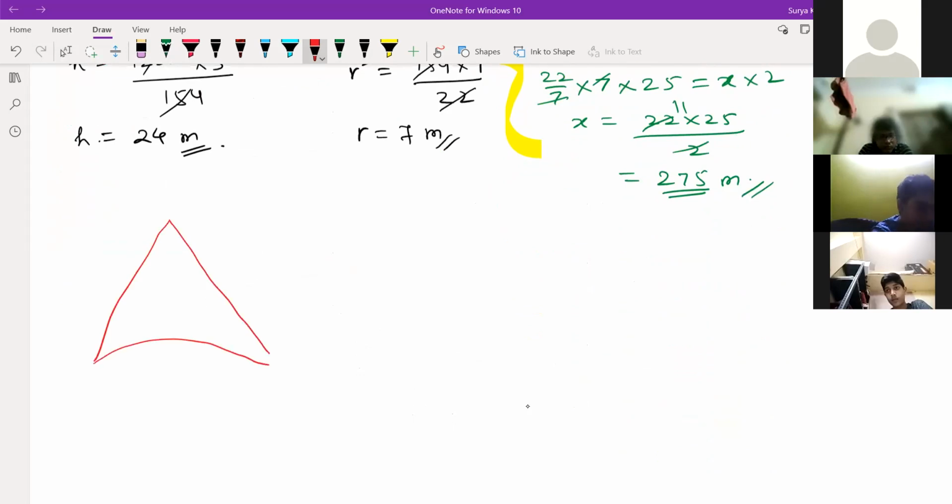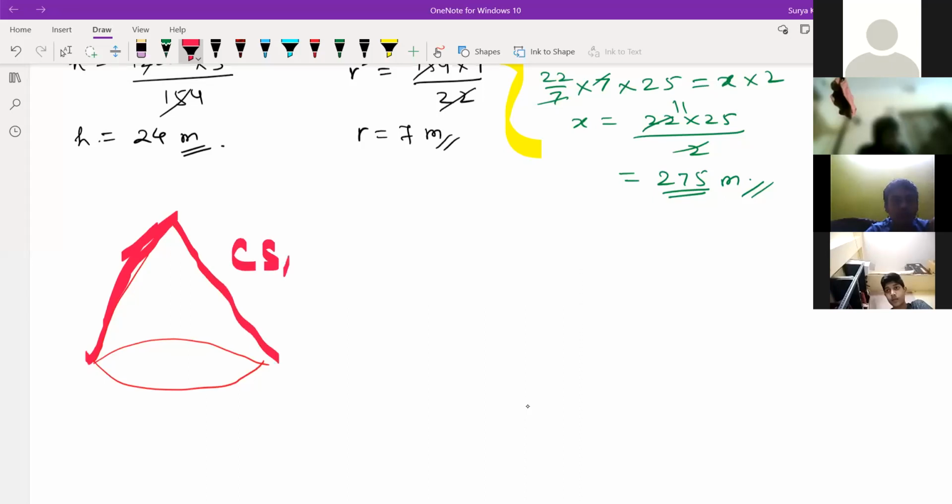This is your conical tent. We have to make this conical tent by the help of canvas. This is the canvas which you are going to use on the CSA part only. We have to use it in the CSA part because the ground part is made up of mud and all, right? Soil will be there. So there is no requirement of canvas here. All right, children. So the CSA of the cone, how much area you're coming of this CSA part, that is the only area of this rectangle.